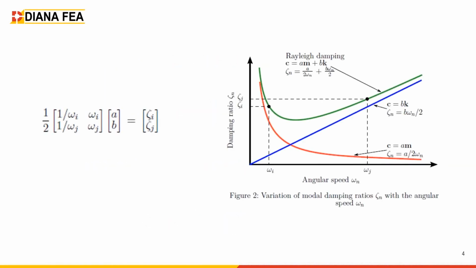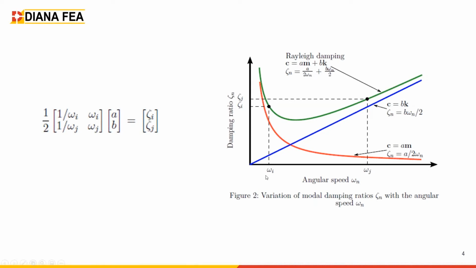If we put that in a kind of graph, you see on the right side of my slide the variation of the modal damping ratio against the angular speed. So in blue, you have the part coming from the stiffness, and the part in red is coming from the mass matrix, and basically the total is your damping matrix, which is a linear combination of your mass matrix and your stiffness matrix.